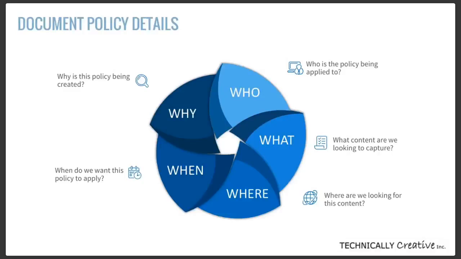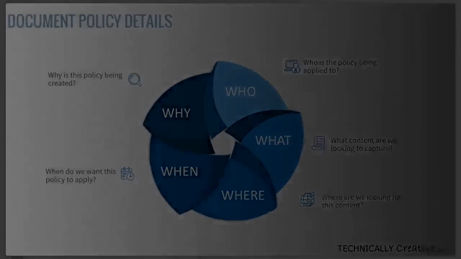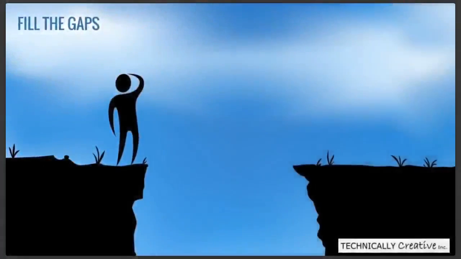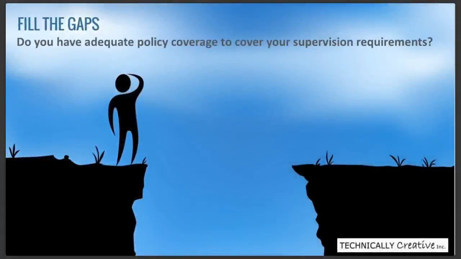When all the requirements are gathered, next comes the part where we can help out. This is the point when we would take that information with a policy architect to make the how, which leads to our next slide. Fill the gaps. Do you have adequate policy coverage to cover your supervision requirements? When examining a new solution, this is the perfect opportunity to review your current coverage and examine any gaps.